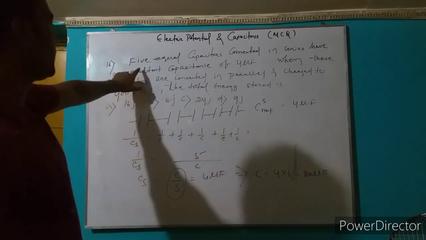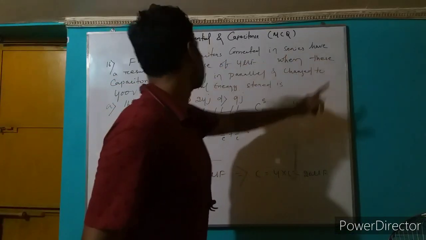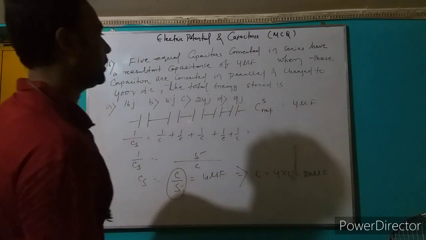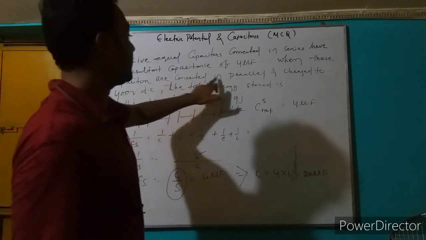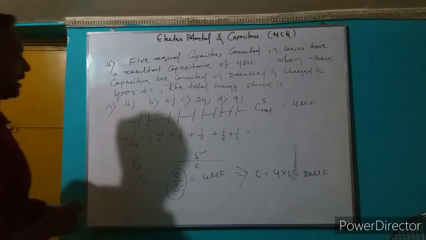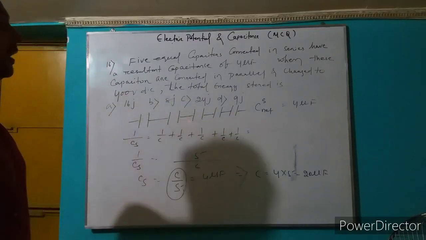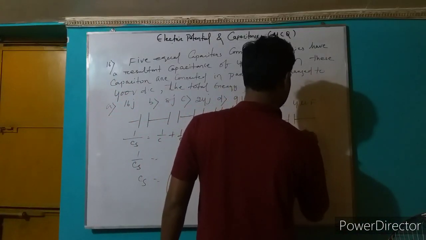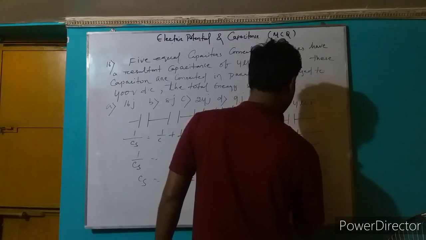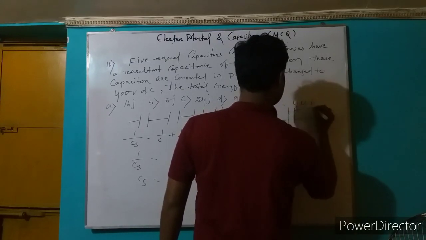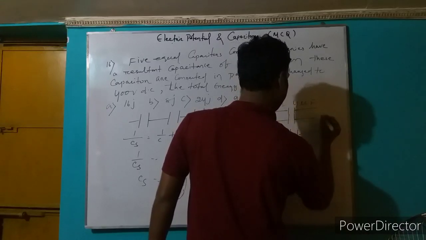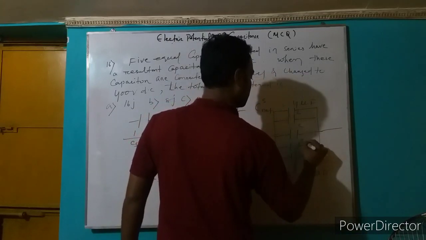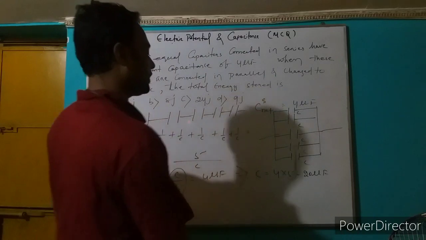So here, from that question, 5 equal capacitors connected in series have a resultant capacitance of 4 microfarad. When these capacitors are connected in parallel, now each capacitor C is connected in parallel. That is the 5 capacitors of value C, and they are connected in parallel.